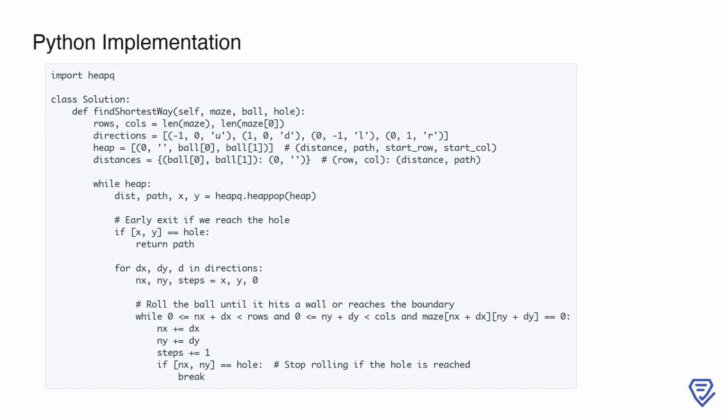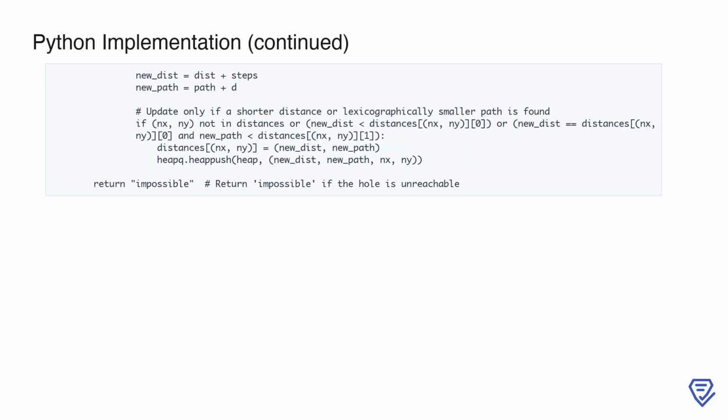For each direction, the ball is rolled step by step until it either hits a wall, reaches the boundary, or stops at the hole. During this rolling process, we calculate the new position and the distance traveled. If the hole is encountered during this process, we exit early to avoid unnecessary computation. Once the ball has finished rolling in a particular direction, we calculate the total distance and the new path string by appending the direction character.